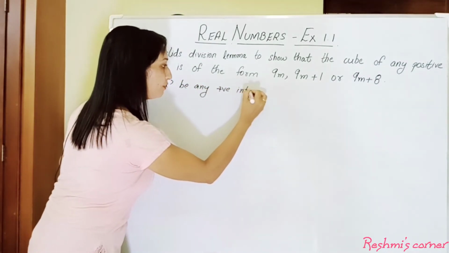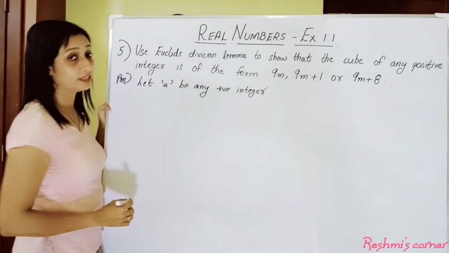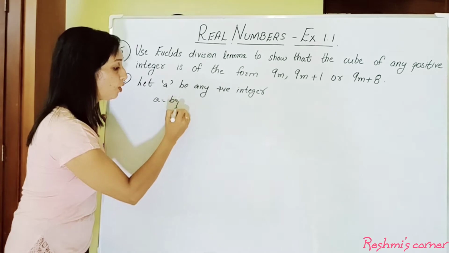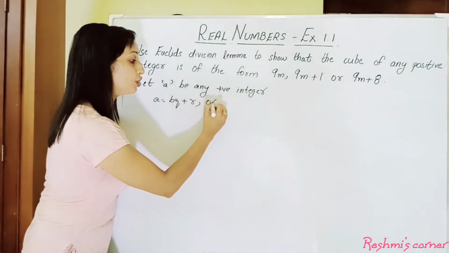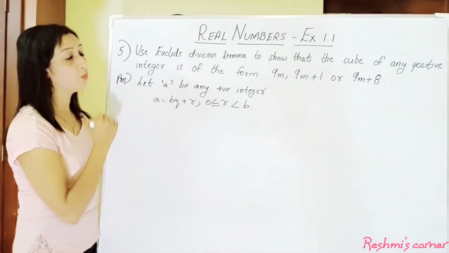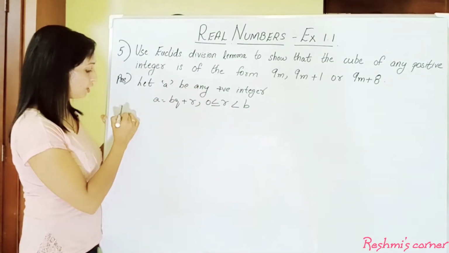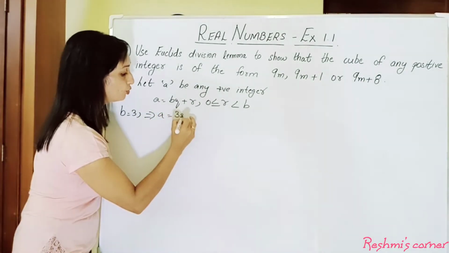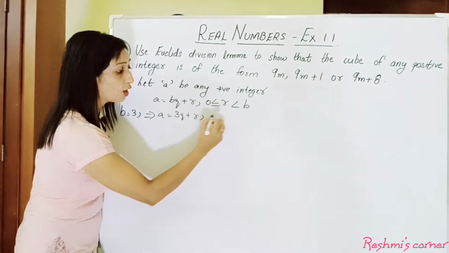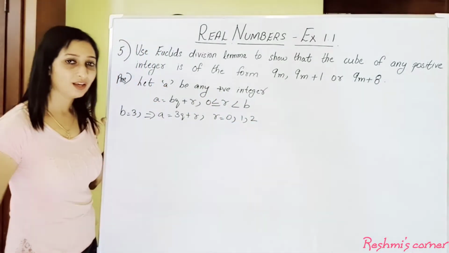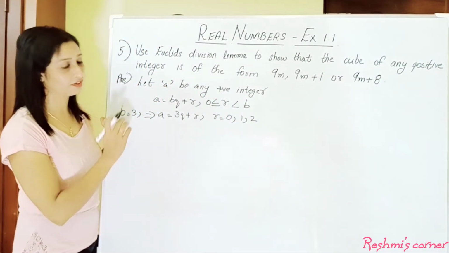Then we know by Euclid's division lemma, a is equal to bq plus r, where 0 is less than or equal to r less than b. Now here we take b as 3. So b is equal to 3 implies a is equal to 3q plus r, where r is equal to 0, 1, 2. So now let's consider our different cases.